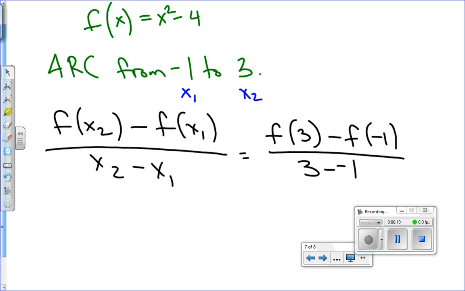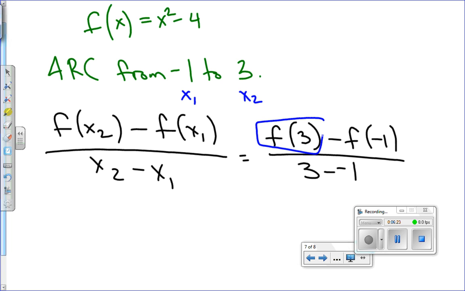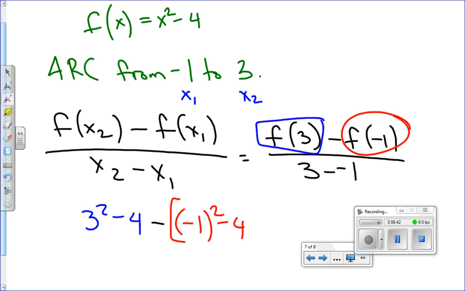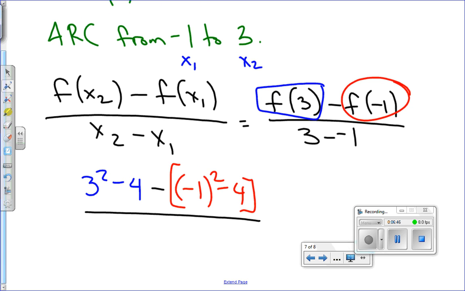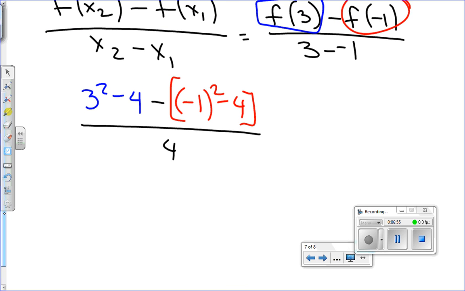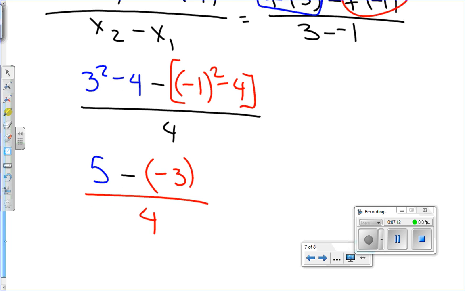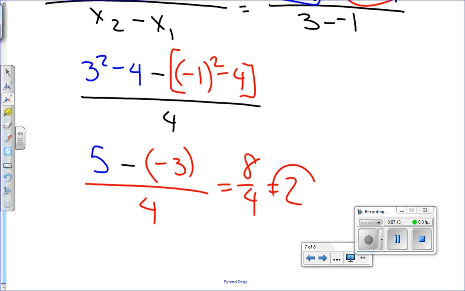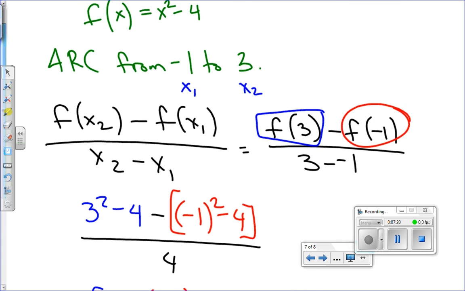So we have to find the y coordinate when x is 3. I'll put that in blue, and so that's going to be 3 squared minus 4. I have to find the y coordinate when x is -1. I'll put that in red, and so we're still subtracting that. That's going to be (-1) squared minus 4. So that is the top part of this slope formula, and then we'll divide that all by 3 minus -1, which is 4. What we have now is just arithmetic. Let's take 3 squared minus 4, that's 5, and then I'm going to subtract (-1) squared minus 4, which is -3. And we're going to divide that by 4 again. Well, 2 negatives make a positive. That's 8 over 4, which is 2. So we would say that 2 is the average rate of change for this particular function from -1 to 3.